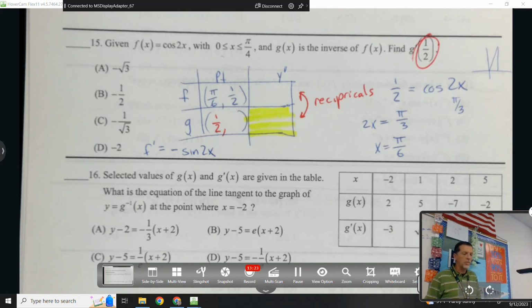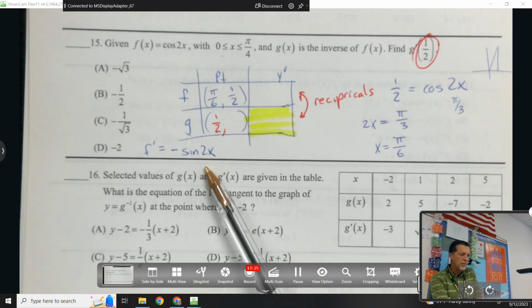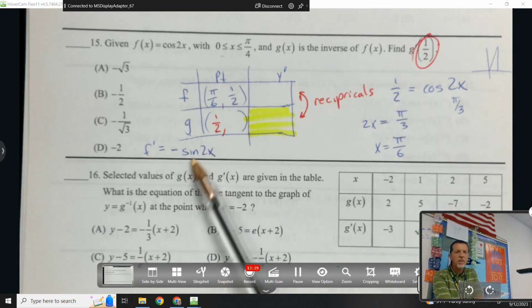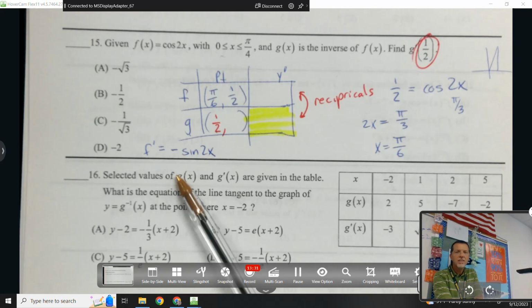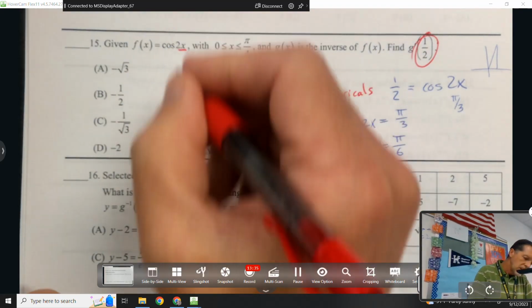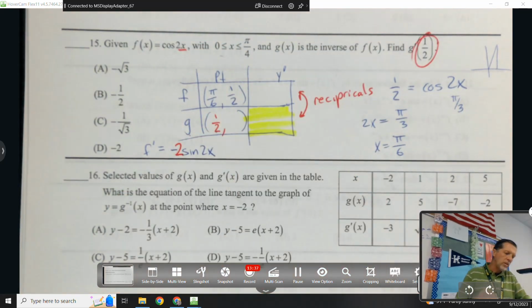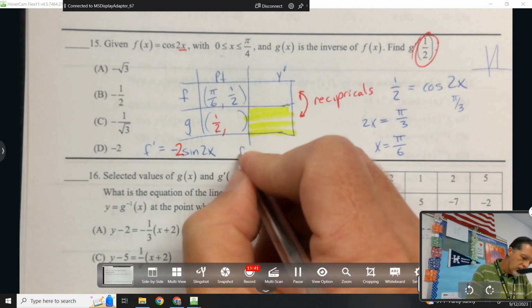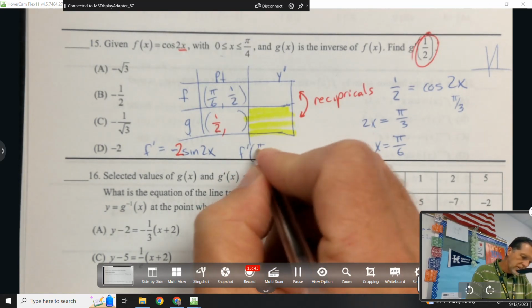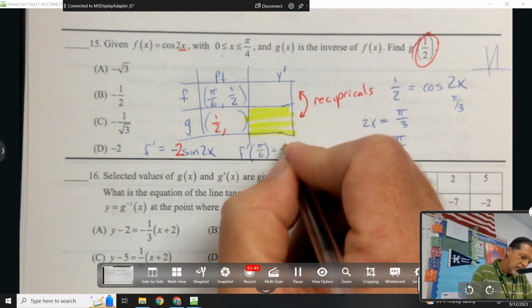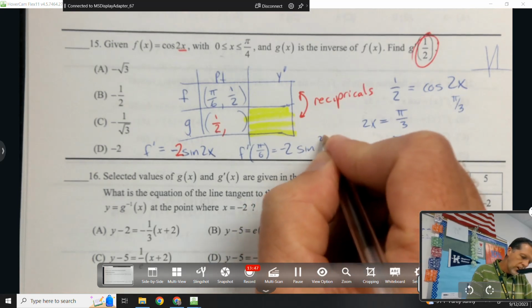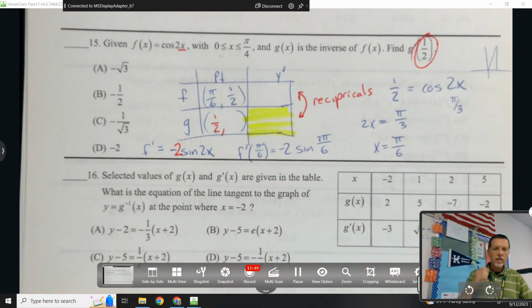What's wrong with this as a derivative? Right? Derivative of cosine is negative sine. What am I missing? I need a times 2 for the chain rule. Alright, and then at pi over 6, negative 2 sine of 2 pi over 6.